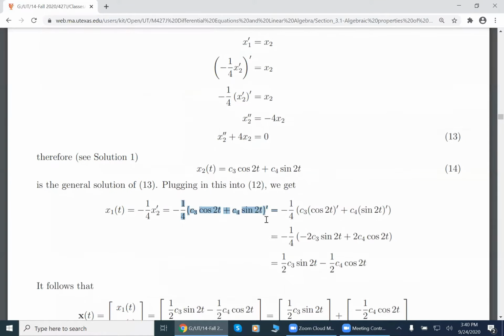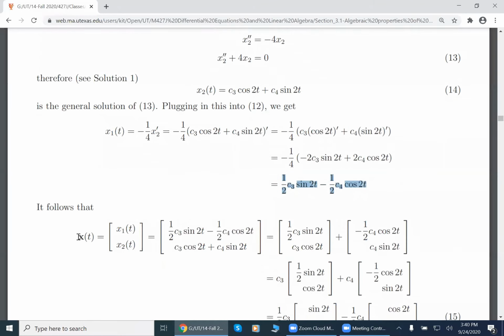We take the derivative. We apply chain rule here and chain rule here, expand parentheses, simplify. This is x1. Now, boldface x is the following matrix column. Component number 1 is x1, component number 2 is x2. We replace x1 by this, we replace x2 by this. Here is the final answer. This is the general solution of our system.